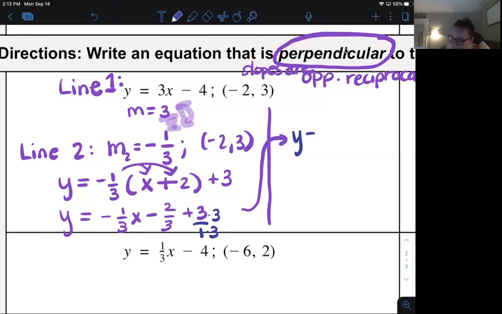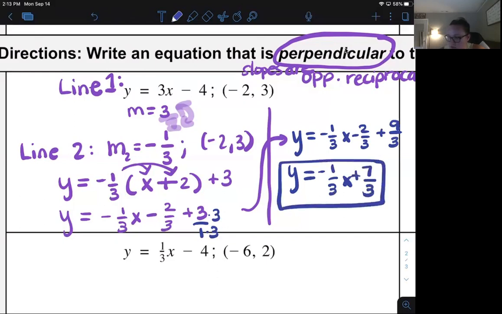So y would be equal to negative 1/3 x minus 2/3 plus 9/3. So y is equal to negative 1/3 x. Negative 2 plus 9 is 7. So 7/3. So y equals negative 1/3 x plus 7/3.